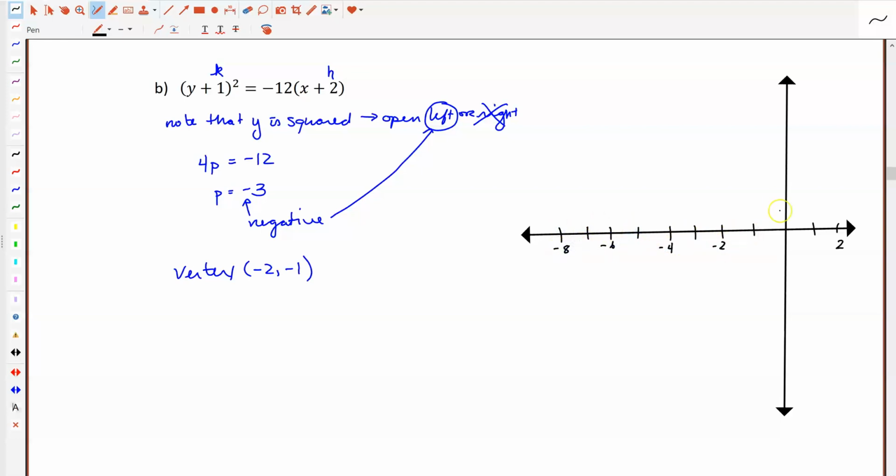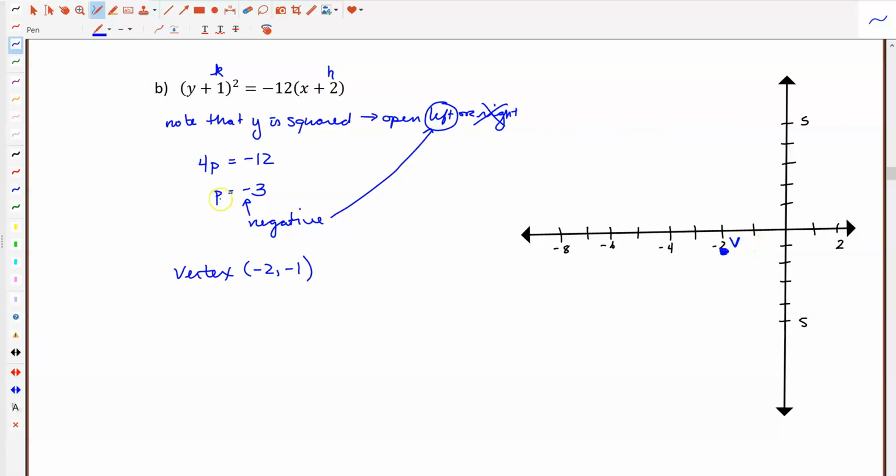Let's see here. We'll go 1, 2, 3, 4, 5 units up. 1, 2, 3, 4, 5 units down. And we'll see where we end up and see if we have to get any more space there. Okay, so my vertex is at (-2, -1), so right here. Let's go ahead and label that V so I remind myself of what's going on there.